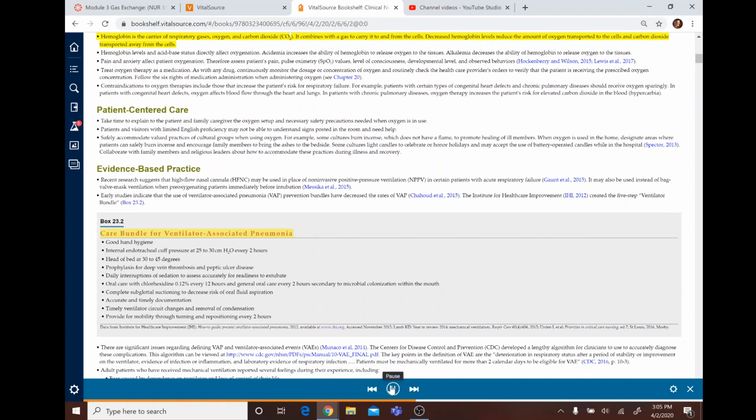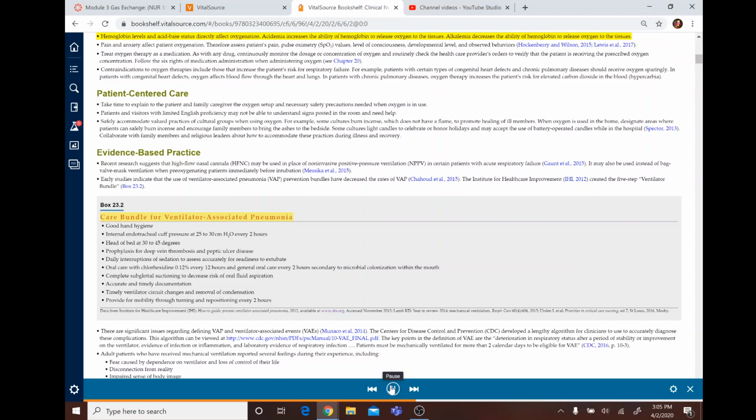Dizziness. Hemoglobin is the carrier of respiratory gases, oxygen and carbon dioxide, CO2. It combines with the gas to carry it to and from the cells. Decreased hemoglobin levels reduce the amount of oxygen transported to the cells and carbon dioxide transported away from the cells. Hemoglobin levels and acid-base status directly affect oxygenation. Acidemia increases the ability of hemoglobin to release oxygen to the tissues. Alkalemia decreases the ability of hemoglobin to release oxygen to the tissues.